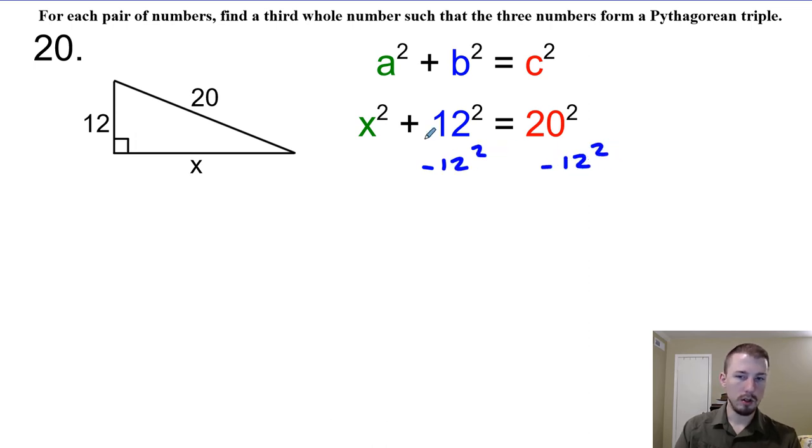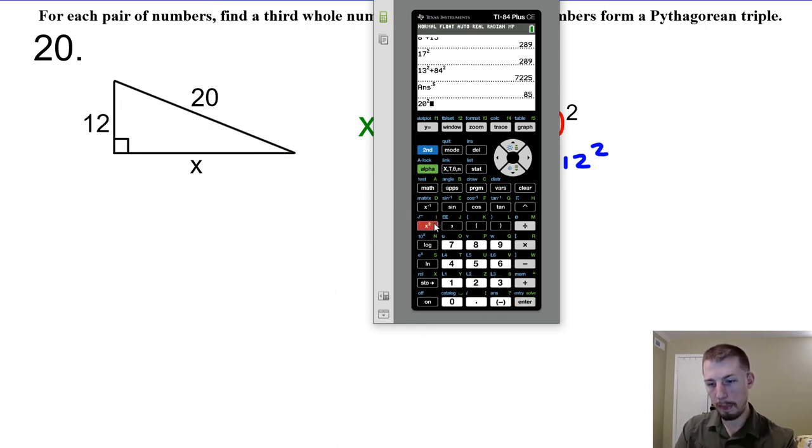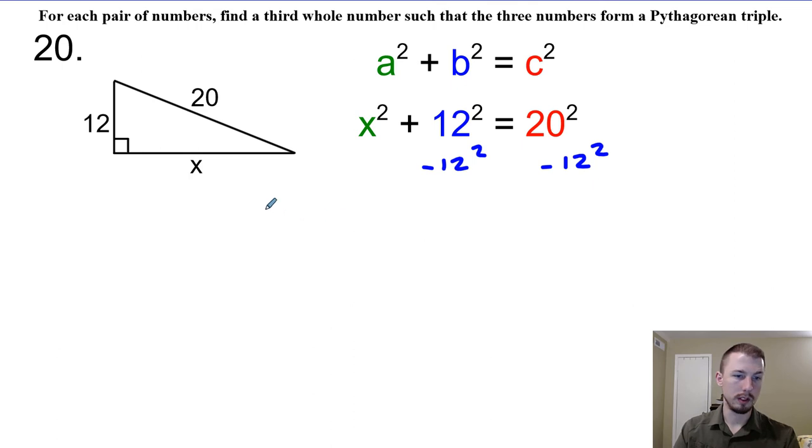And so you don't have to set this up. After a while, you can pretty much figure out how you're going to do it, right? So we're going to do 20 squared minus 12 squared, and then take the square root of it when we're done. So 20 squared minus 12 squared, and then take the square root. It's just really the same pattern we're doing over and over again, which leaves us with 16. So the missing angle x is equal to 16.